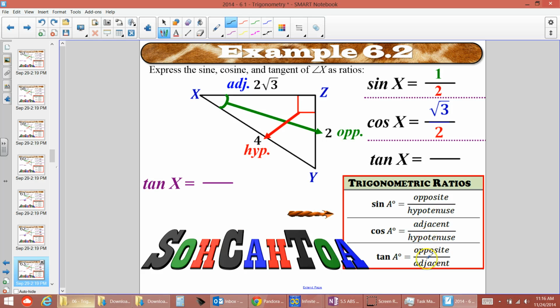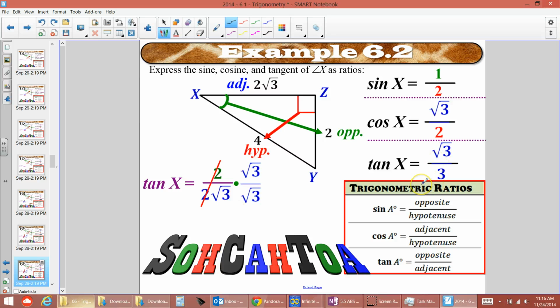All right, now the last one says tangent. We're going to do opposite over adjacent, so it's going to be 2 over 2 root 3. Now the 2's cancel. And then we have to rationalize the denominator by multiplying by root 3 over root 3 to get root 3 over 3. And that is the tangent of X, fully reduced, which I will expect you to be able to do as well.